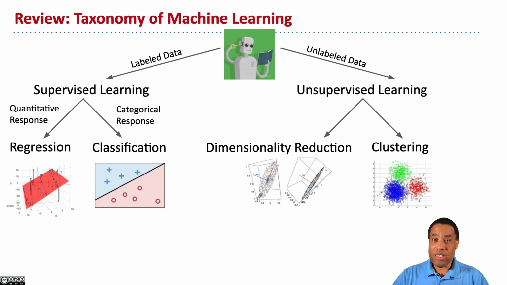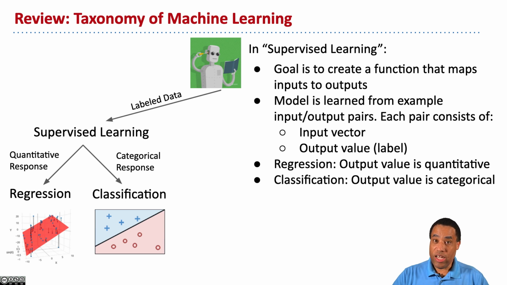So if we look at the taxonomy of machine learning algorithms and approaches, they fall into two broad categories. Those that work with labeled data for training purposes, and those that work with unlabeled data. So in terms of labeled data, that's supervised learning, where our goal is to create a function that maps inputs to outputs. And we teach our model by giving it a set of training examples. These input-output pairs are labeled and consist of an input vector and an output value, that label.